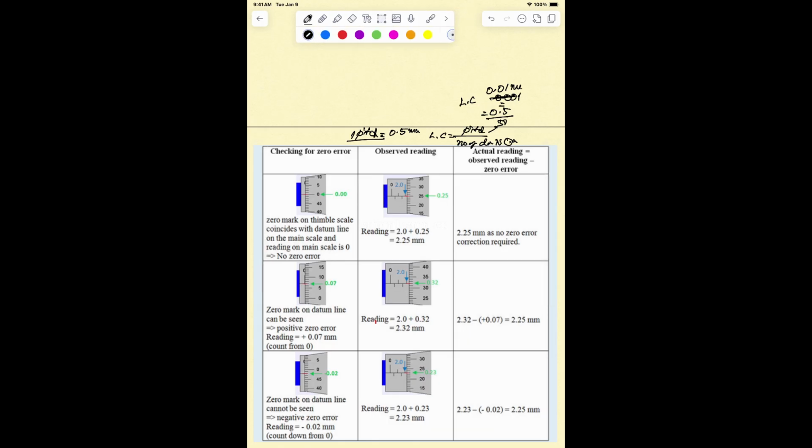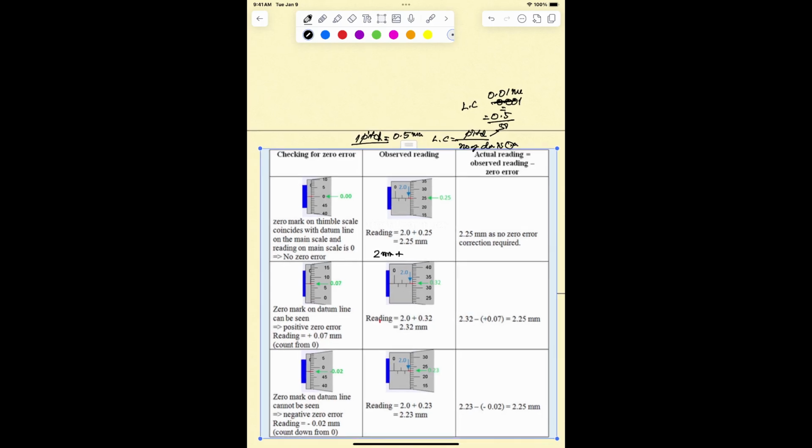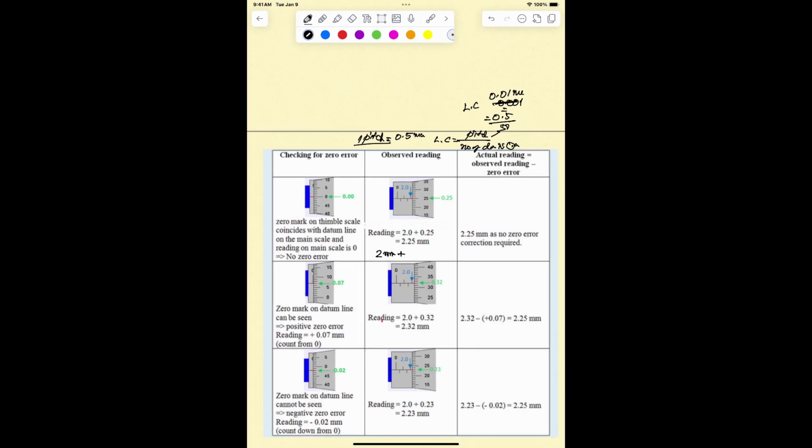After 2 mm on the main scale, 2 mm plus. Then which division is coinciding with the reference line? In this case, the 25th division of the head scale is coinciding with the reference line. Therefore, 25 into least count. What is least count? 0.01. Therefore, the answer is 2.25 mm. Okay, now this is about it.